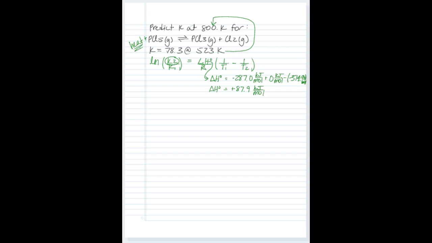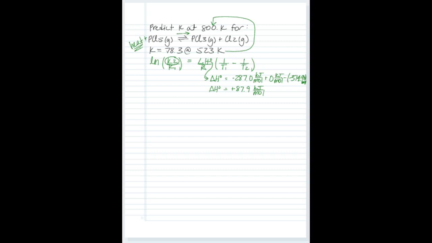And so whenever you add anything to an equilibrium, it shifts away from that addition in order to compensate. And that's Le Chatelier's principle, in order to reestablish the equilibrium. And so since heat is a reactant, when I'm increasing temperature, I'm adding heat, it should shift away from that, so it should shift to the right. It should make more products.